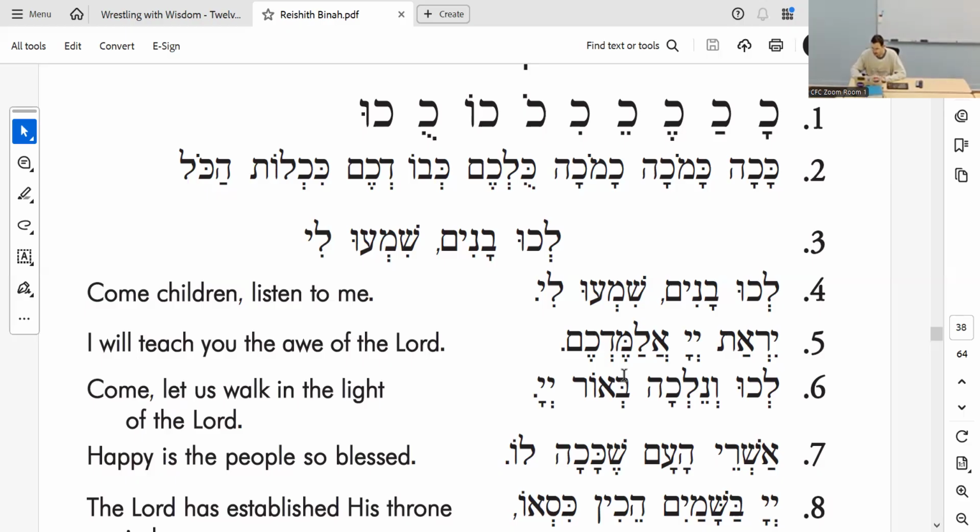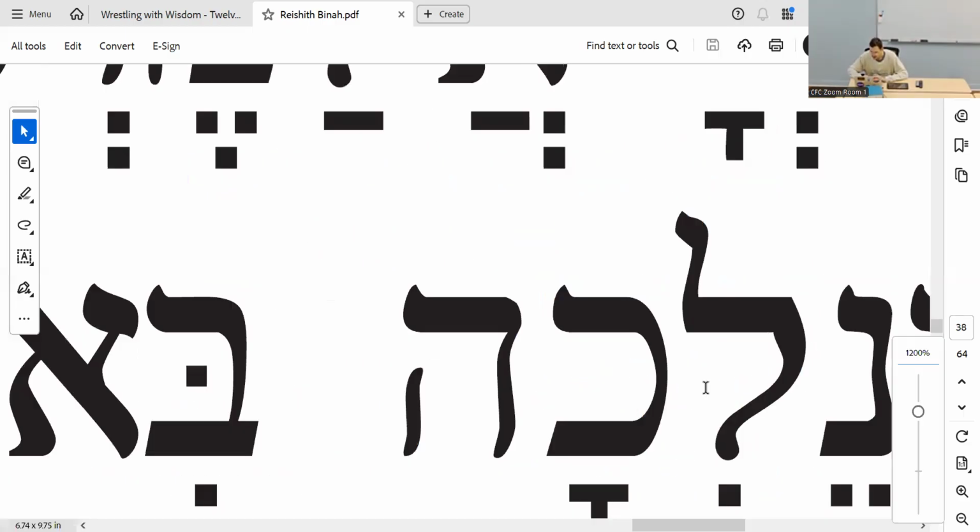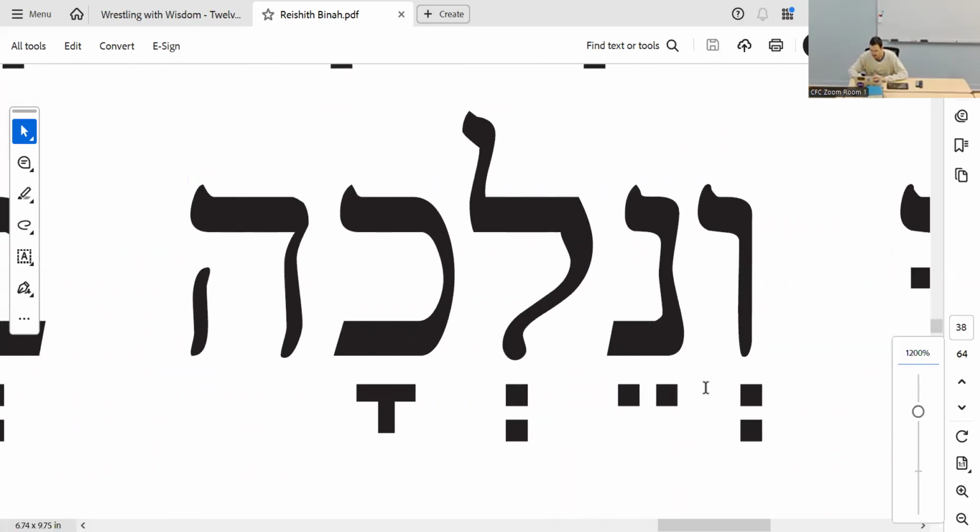Okay, so let's do this. Writing it down would have been the best. I want you to get into a particular pattern of looking at a Hebrew word and reading it. We're going to go up, down, left, and up.